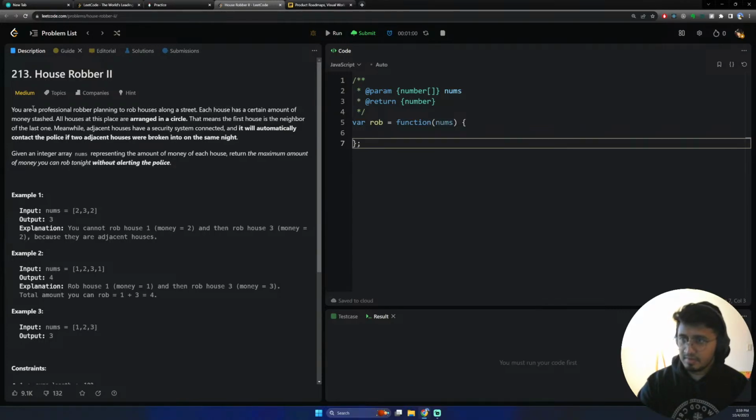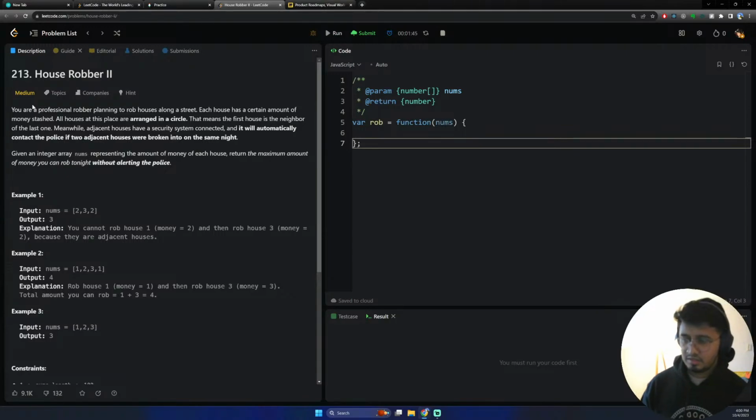Okay, House Robber 2. You're a professional robber planning to rob houses along the street. Each house has a certain amount of money stashed. All houses at this place are arranged in a circle. That means the first house is the neighbor of the last one. Meanwhile, adjacent houses have a security system connected and it will automatically contact the police if two adjacent houses are broken into on the same night. Given an integer array nums representing the amount of money of each house, return the maximum amount of money you can rob tonight without alerting the police.